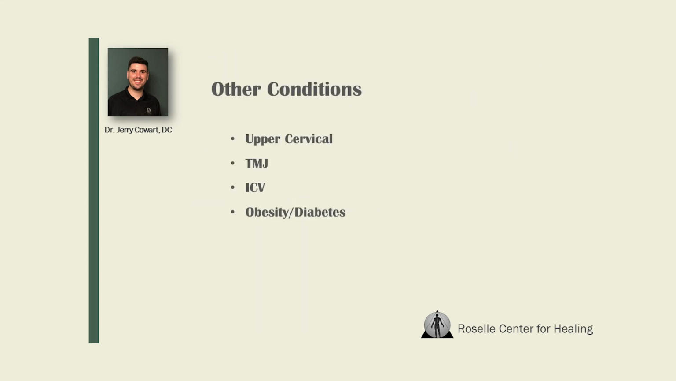Okay, so other conditions that people don't necessarily associate with the low back, the sacral area, or sciatic nerve or sciatica are things like the upper cervical, cervical meaning neck. So we're talking about the upper portion of your neck. TMJ, that's your temporomandibular joint, so we're talking about the jaw. ICV is your ileocecal valve. It's that valve that connects your large and small intestine together. And then obviously obesity and diabetes.